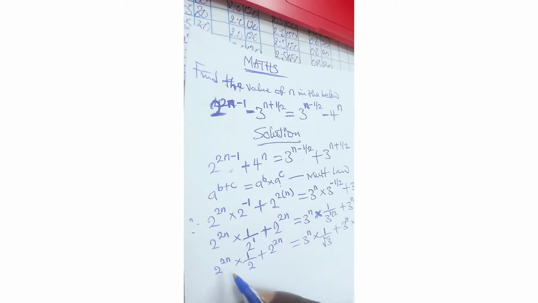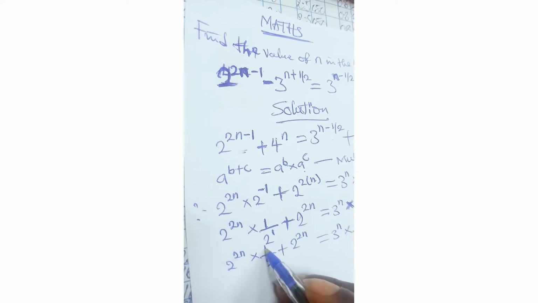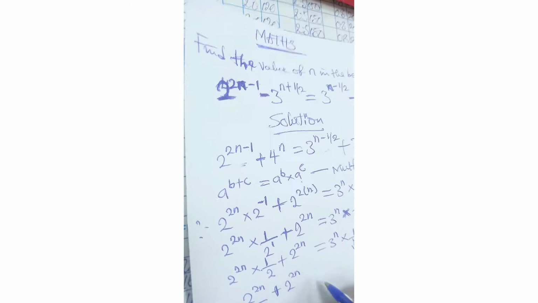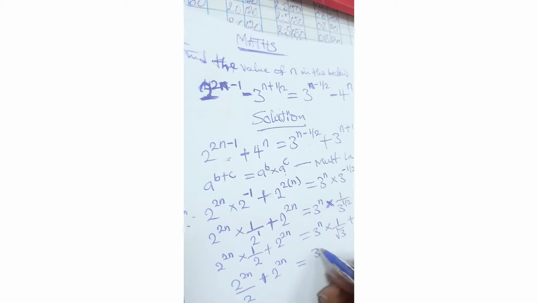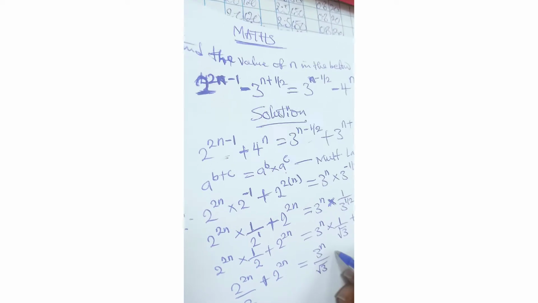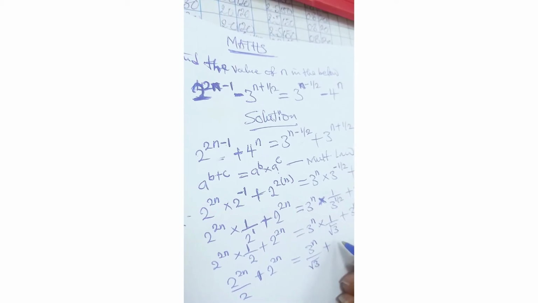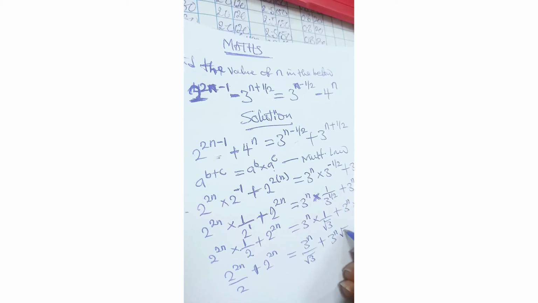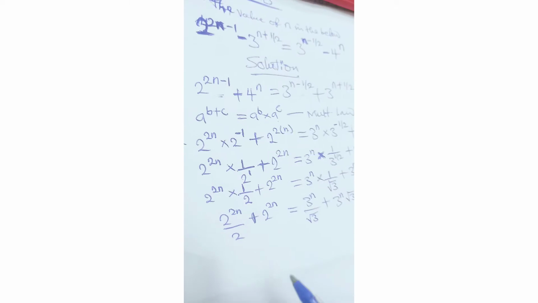Then at this point, remember that this 2 raised to power 2n will multiply this one to have 2 raised to power 2n over 2, plus 2 raised to power 2n, which is equal to 3 raised to power n times 1, which gives 3 raised to power n over root 3, plus this will multiply this, then you are going to have 3 raised to power n root 3.